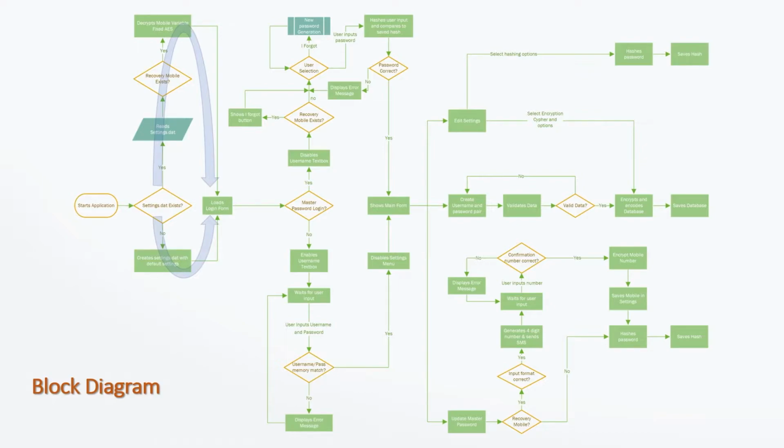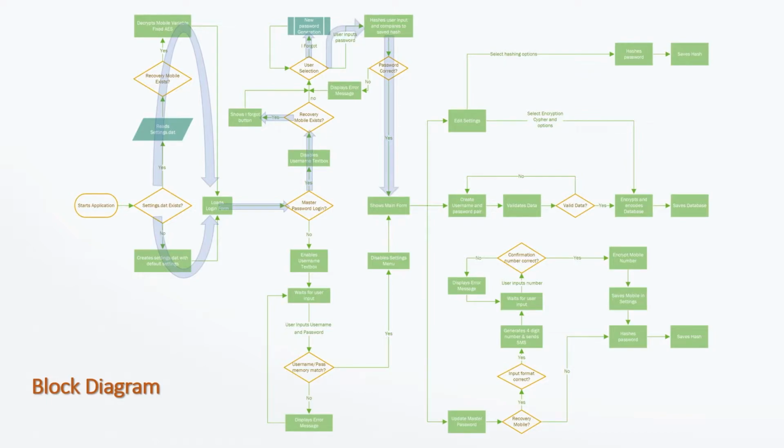The first window the user will see is the login window. The user has the option to log in as the master user. If this option is chosen, and a recovery mobile number exists, the window will show a password recovery button. When this button is pressed, the program will generate a 10-digit password and send it to the mobile via SMS. The user must type the password to log in.